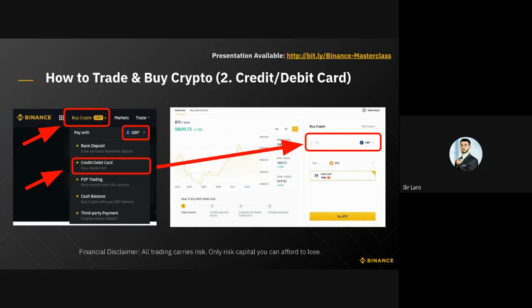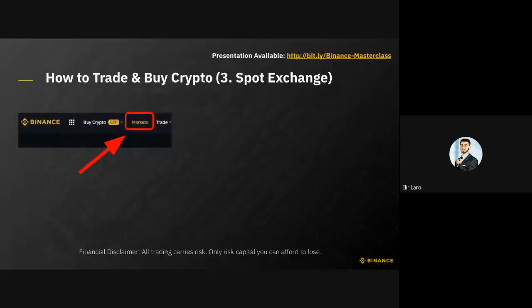So same process: you type in the amount that you have, select the coin that you want to buy, and then you type in your credit and debit card information. And that's how to buy crypto using the first two beginner methods. Now, I think most people want to understand how to buy and trade crypto using the spot exchange.